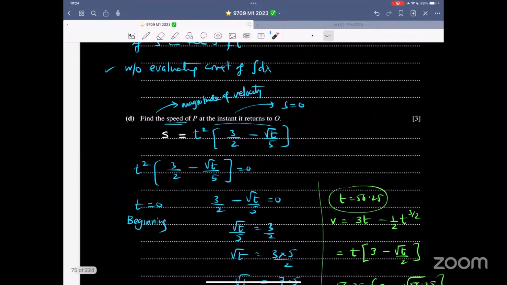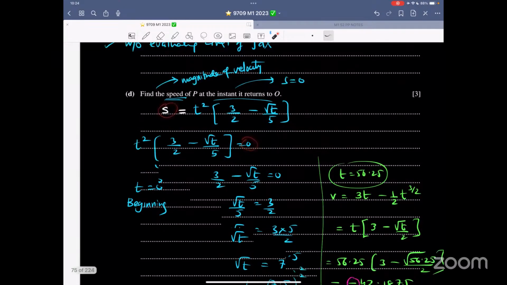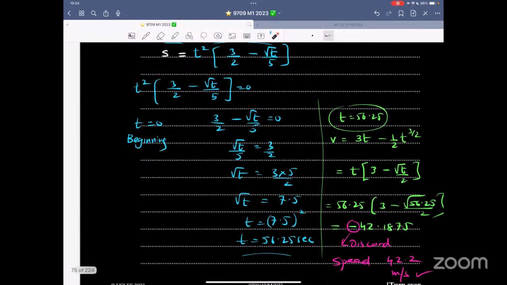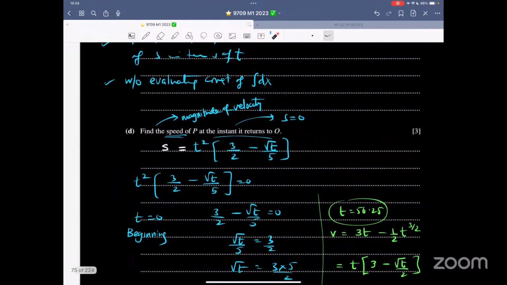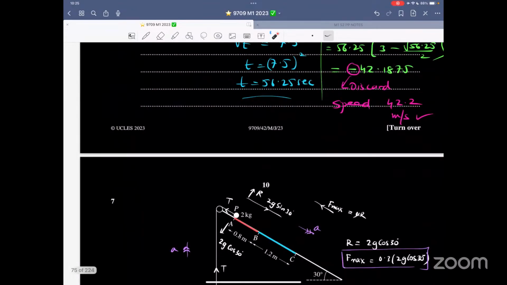But for this part, I need this equation. I need the displacement equation. So at the instant it returns to O, s is 0, t is 0, that's the beginning. t comes out to be 56.25, plug that 56.25 in the velocity equation, this comes out to be negative. They're asking for the speed, so speed is the magnitude only, and that's how this question is done.